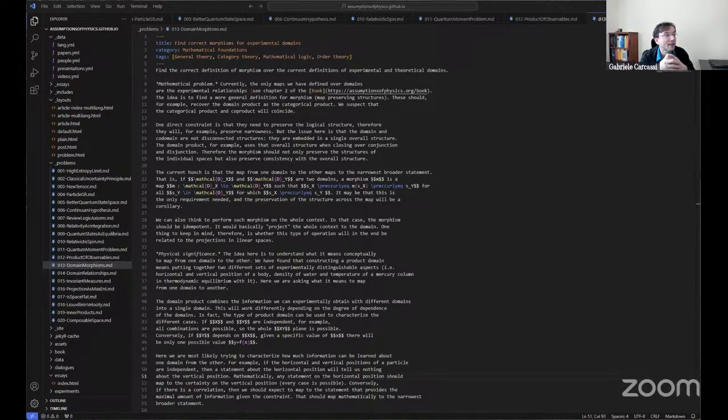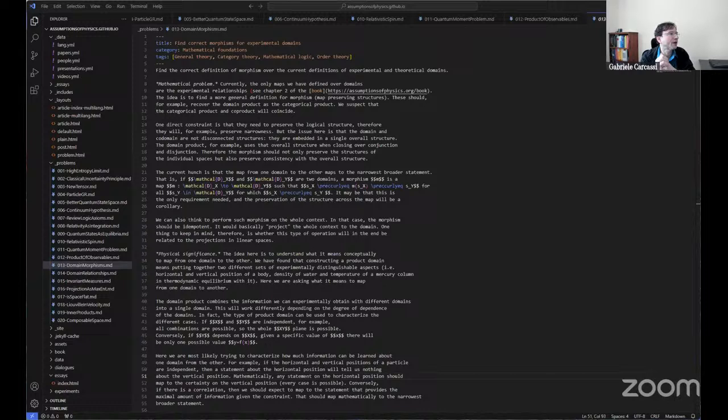Therefore, they will, for example, preserve narrowness. So if a statement is narrower than another one, when you map them, that should also be the case. And narrowness is in some sense similar to implication. So if you have something that implies something and you map the statements, then the new thing that is mapped should imply the other one.